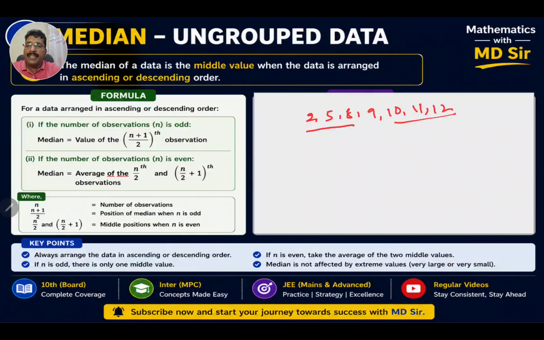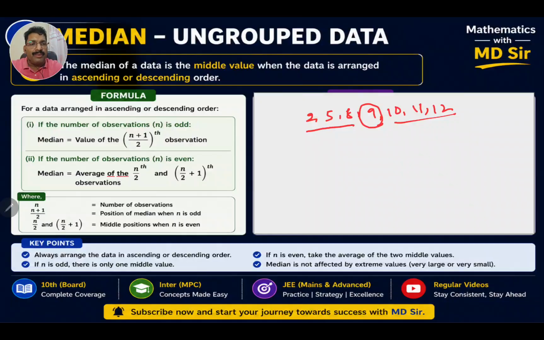So if it is not in increasing order, first we have to write either ascending order or descending order. Either increasing order or decreasing order, we have to arrange the given observations. Then the middlemost value, only one value will be there. That value is called median.